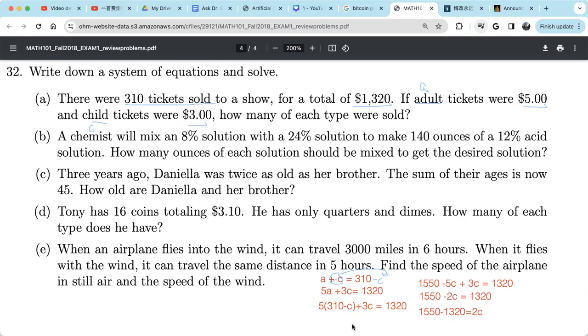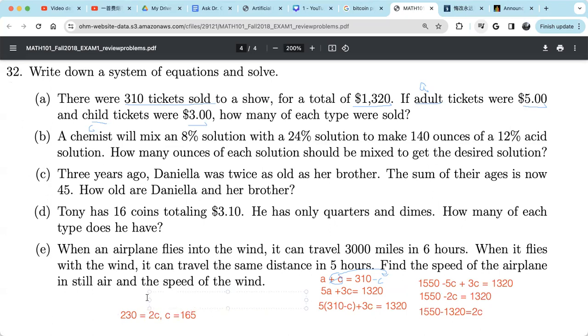So 1,550 minus 1,320 equals positive 2C. What do we get? Let me write over here. 1,550 minus 1,320 is 230, right? That equals 2C. Dividing by 2 on both sides, we get 115. So C equals 115. So the tickets sold for children are 115.